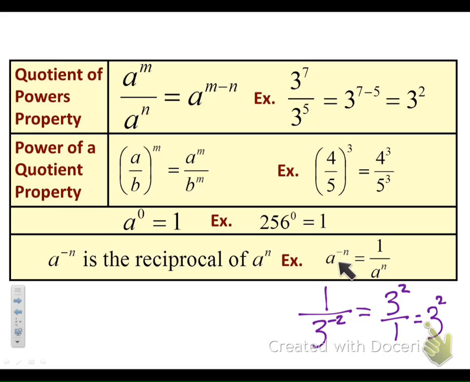So be aware, if you have a negative exponent, that means it needs to move. If it's in a numerator, it needs to move to a denominator. If the negative exponent's in the denominator, that means it needs to be moved to a numerator to become positive. We always want positive exponents. That's always the goal.